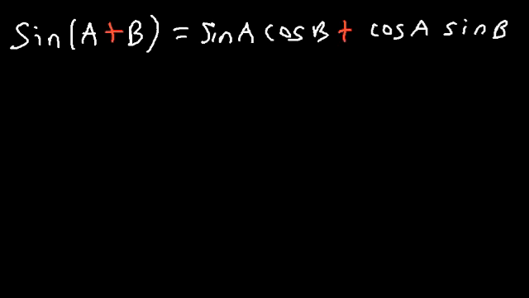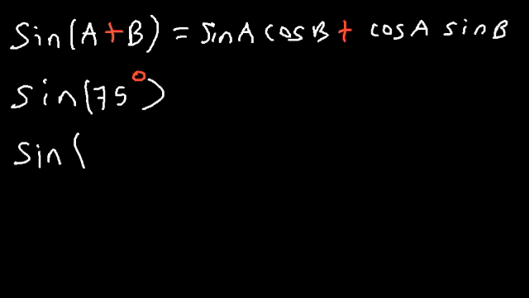So let's say we want to find the value of sine 75 degrees. How can we do that? How can we use this formula to evaluate sine 75? You need to ask yourself, what two common angles add to 75? Two common angles on a unit circle would be 30 and 45. 30 plus 45 adds to 75. So we're going to say A is 30 and B is 45.